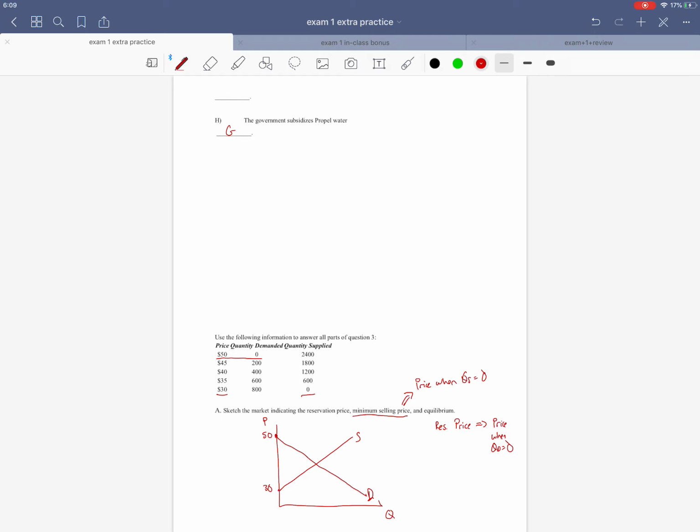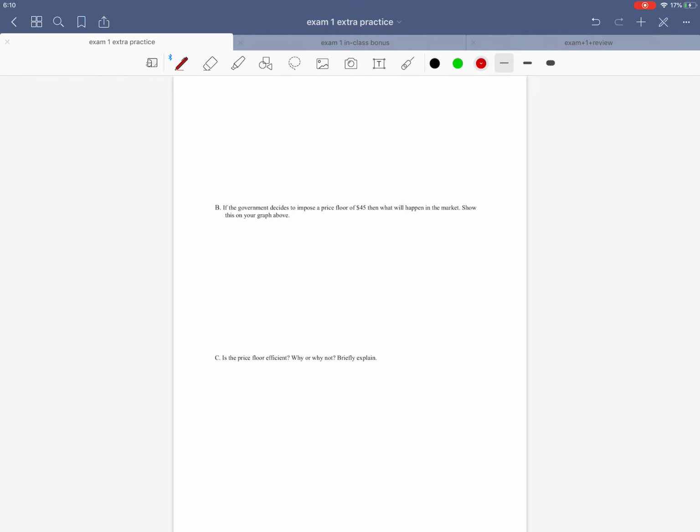And then we can find our equilibrium price and quantity, because your equilibrium occurs when quantity demanded is equal to quantity supplied. So our equilibrium price is 35 and our equilibrium quantity is 600. So this isn't to scale at all, but that's how we would construct it.